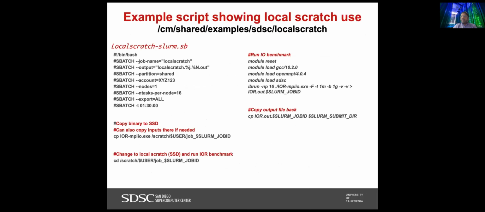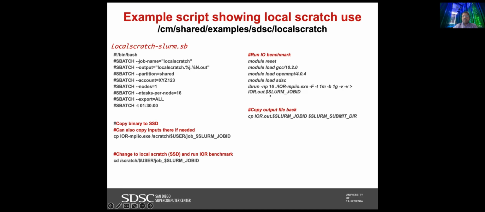So a quick example of local scratch usage. In this example, I'm running in the shared partition with 16 tasks, and I'm showing this with a benchmark that creates data. What I'm doing is copying this IOR benchmark executable into this local scratch and using it from there. Then I move to this local scratch location. And note that if you went to the login node and looked for this, you wouldn't find it. This is only going to be on the node that's running your job.